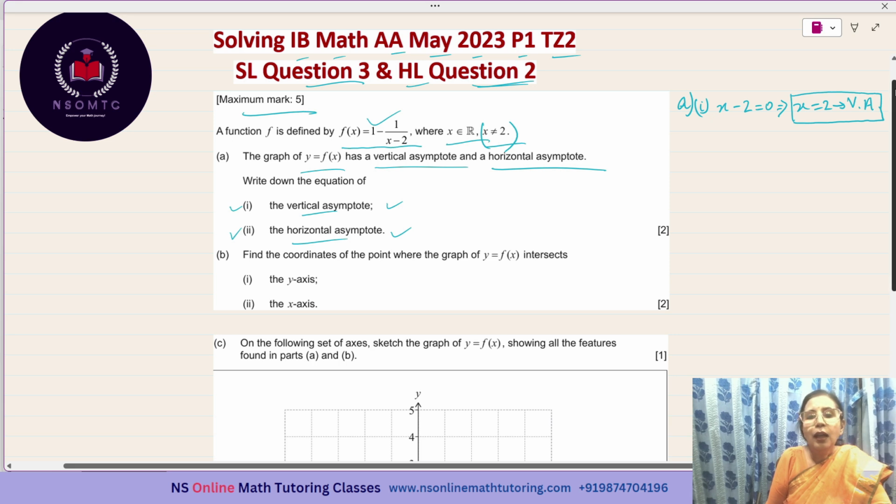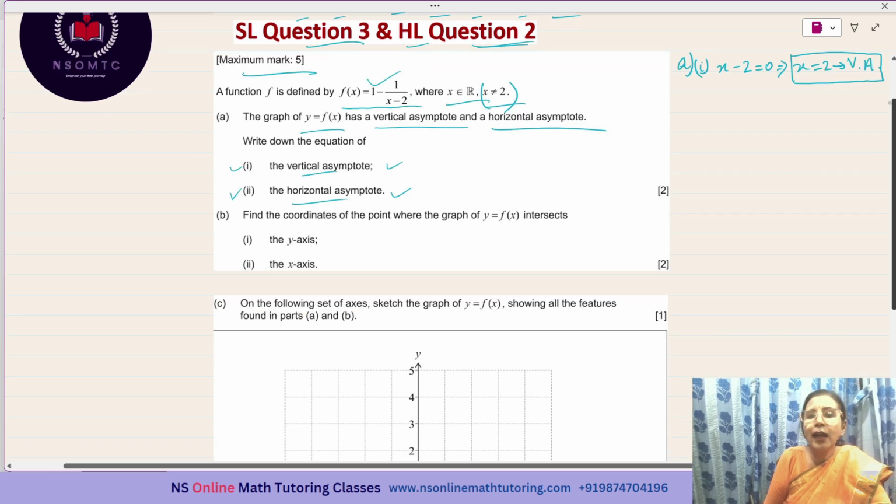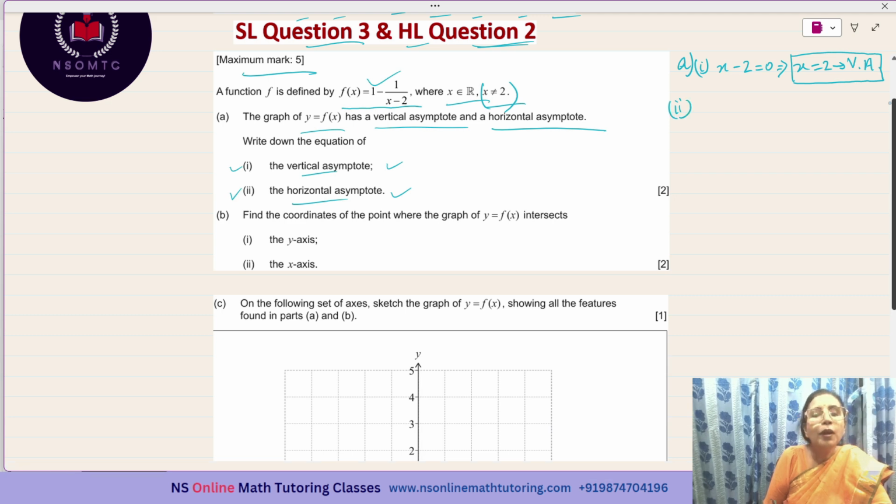And we have answered part (i). Now for part (ii), the horizontal asymptote, let me first of all rewrite this f of x expression. This is y equals 1 minus 1 over x minus 2. You can leave the y part also: f of x equals 1 minus 1 over x minus 2.